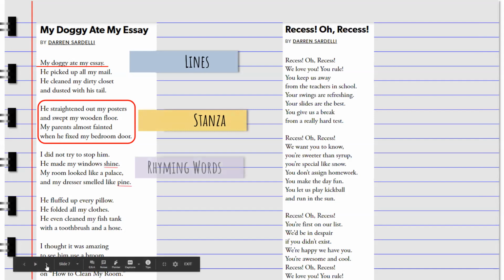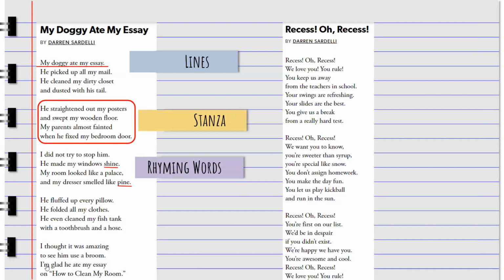And then we talked about rhyming words. Rhyming words are the words that have the same sound at the end of the word, like shine and pine. Or in this poem, it has mail and tell. Those are rhyming words, floor and door. All right, I'm going to read the next poem to you, and we're going to talk about this poem.